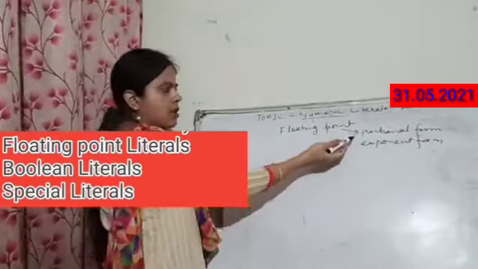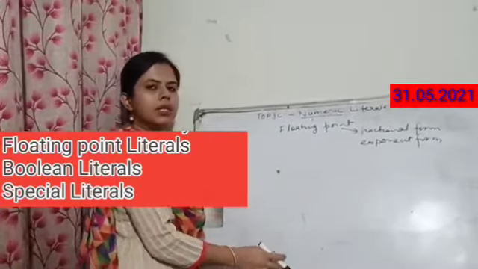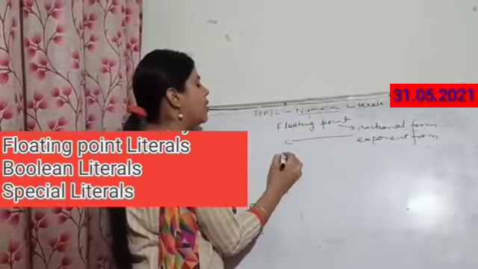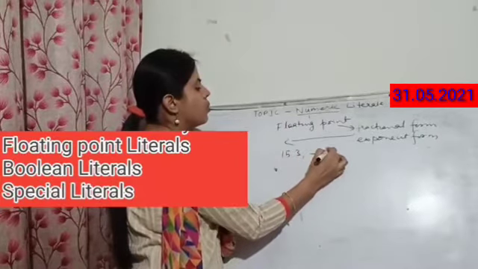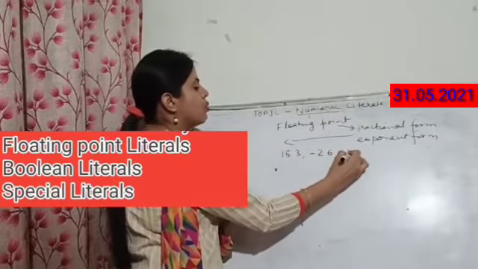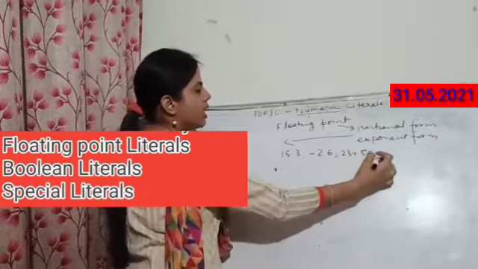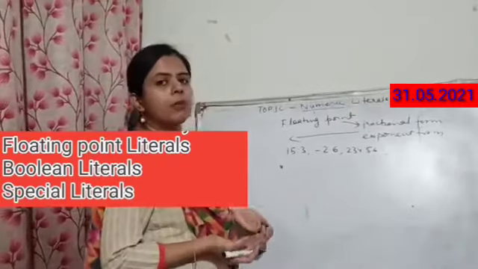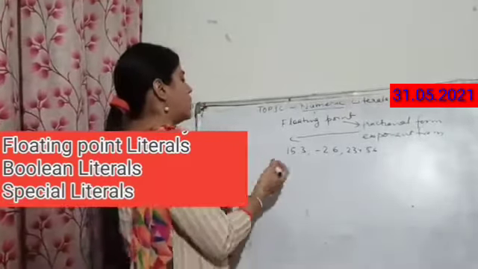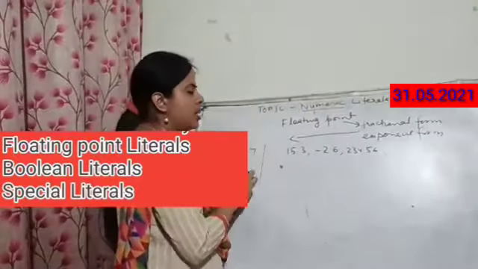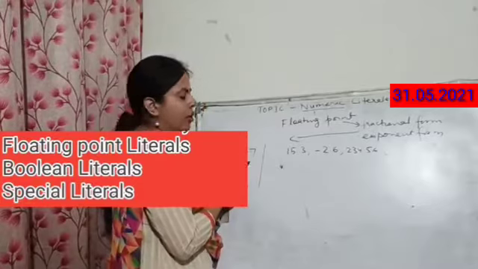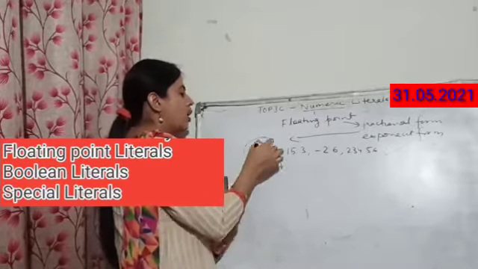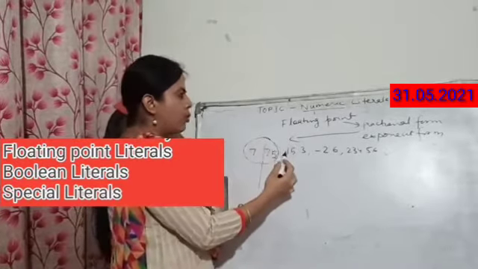Fractional form, as the name gives you the idea, is represented in fractions, in decimals. Examples of fractional form floating point literals are 15.3, minus 2.6, or 2345.56. It is called floating point because it makes the difference easy: if the number 7 is written, it is an integer literal, and if the number 7.5 is written, it is a floating point numerical literal. So this is how we can differentiate between the different types of numerical literals.